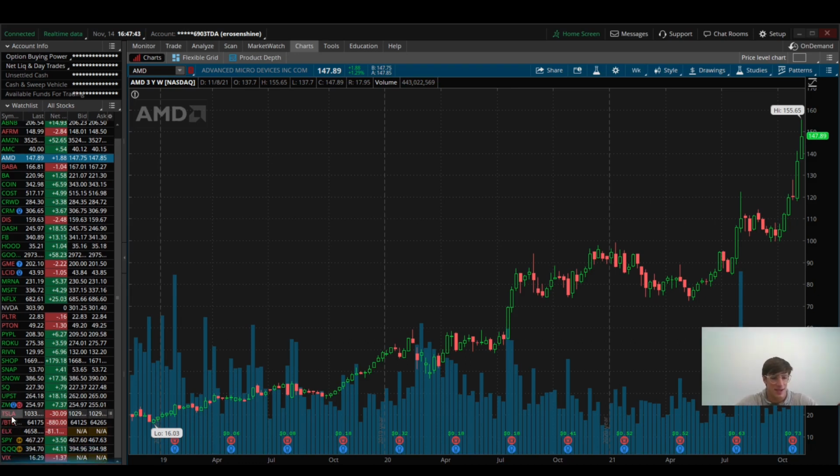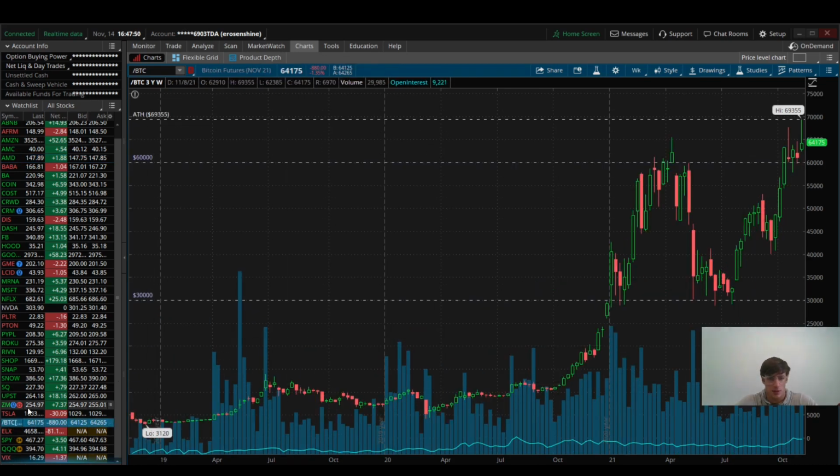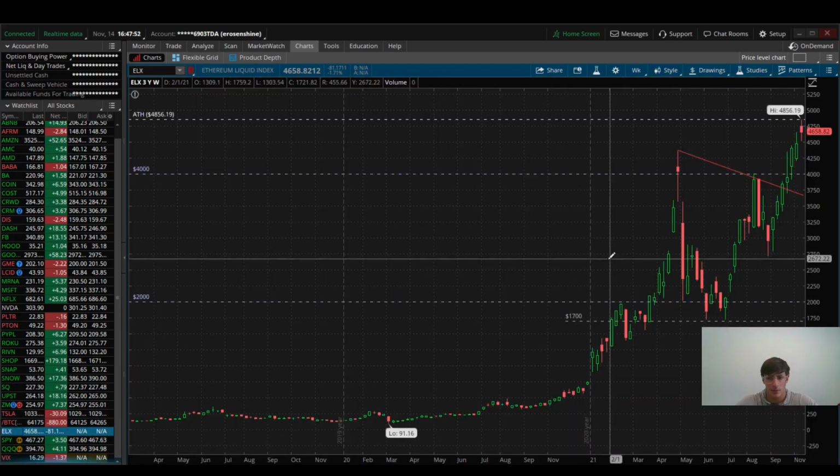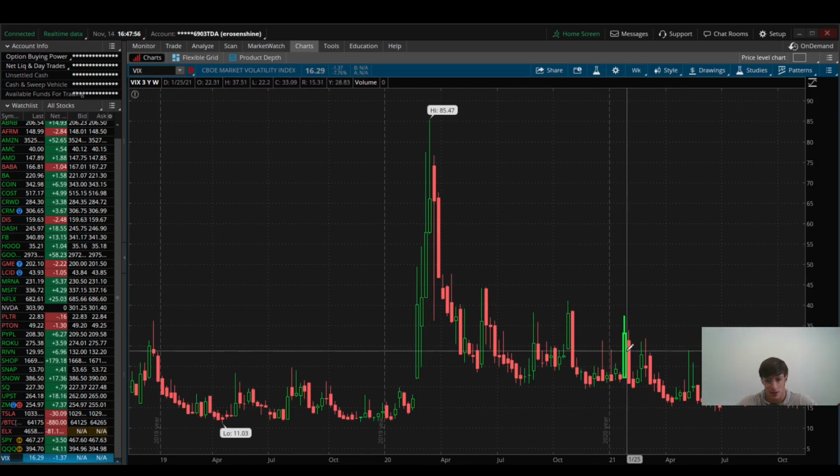And then besides all these stocks, there's 5 other names that I have here. I have the chart of Bitcoin, I have the chart of Ethereum, and then I have SPY, QQQ, and VIX. VIX is the volatility index. This is the basic Thinkorswim chart.